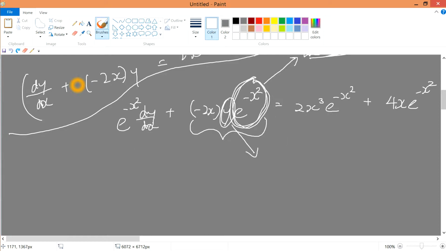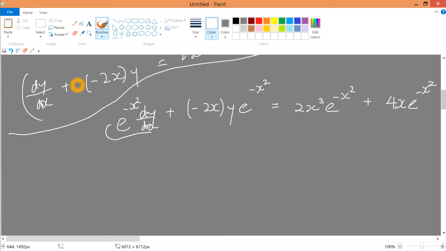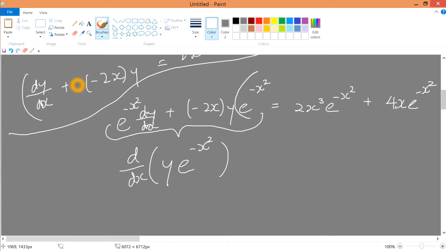So I'll just clean up a little bit because this is very messy. And therefore I can just simply rewrite this as d/dx of (y e^(-x²)), the whole thing differentiated in terms of dx. Alright, and it should be fine.